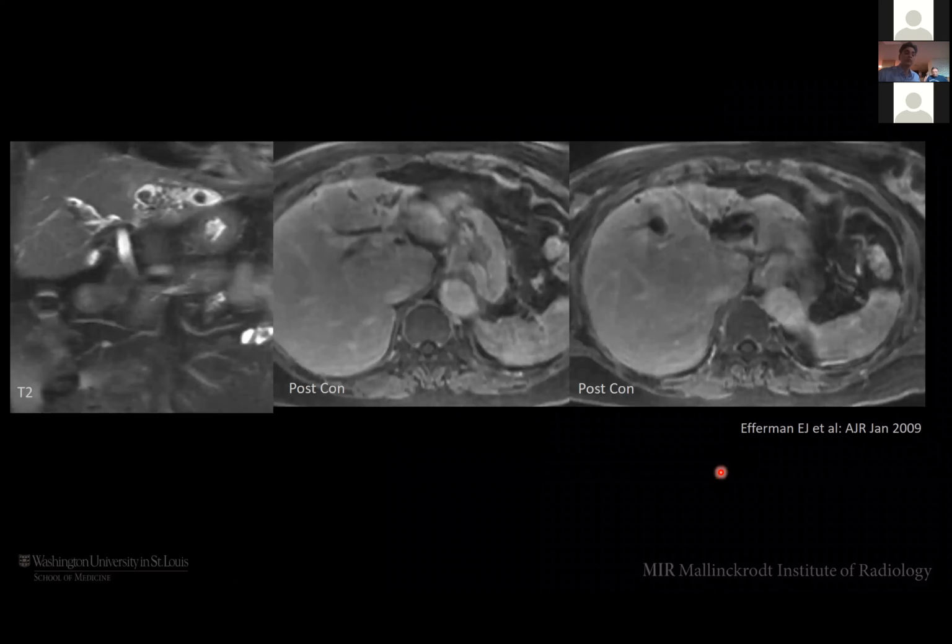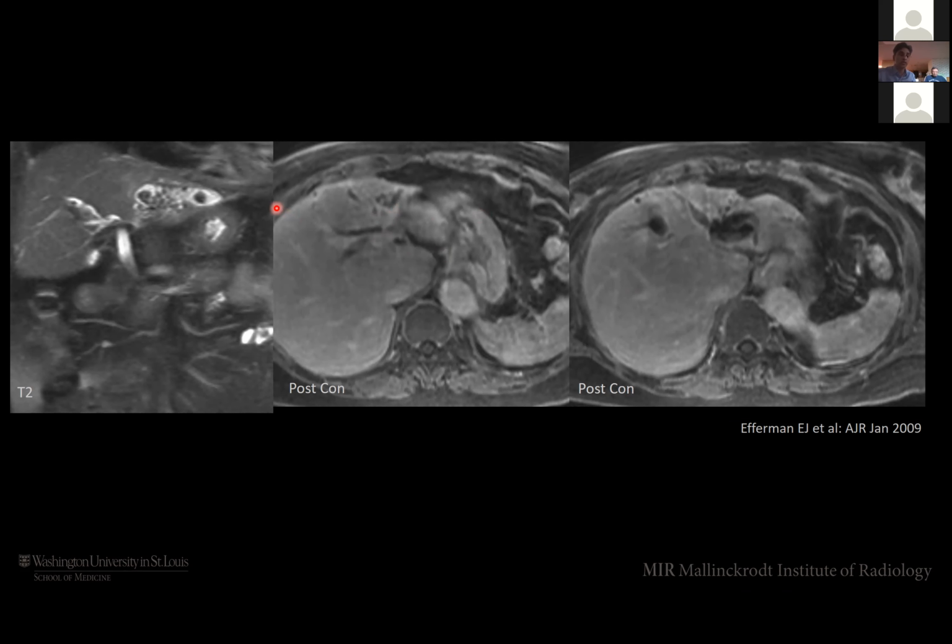Here's an example of a different case. You're seeing the biliary ductal dilatation. There are multiple filling defects within the bile ducts. And in the post-contrast images, you are seeing the periductal enhancement. Right off the bat, you know that there are filling defects within the bile duct. There's periductal enhancement, and there is a component of cholangitis.